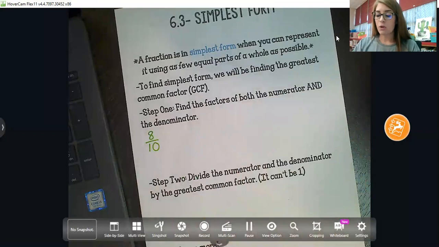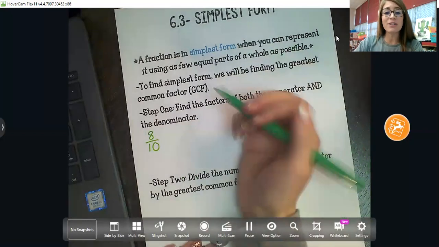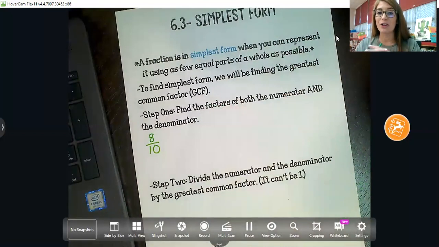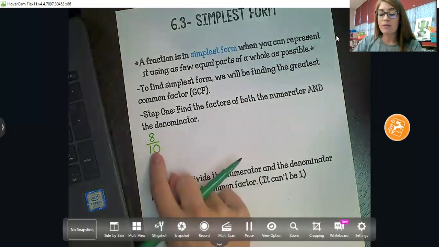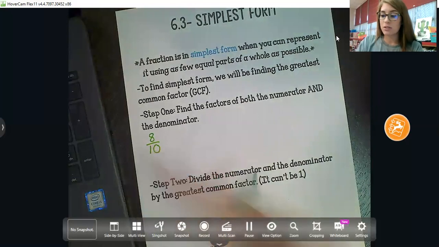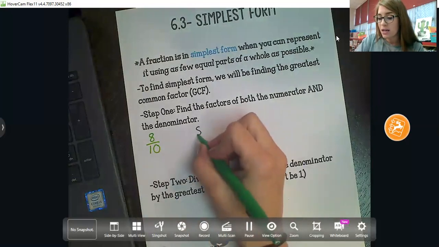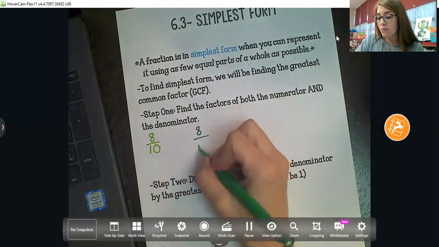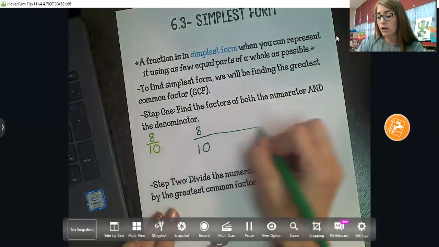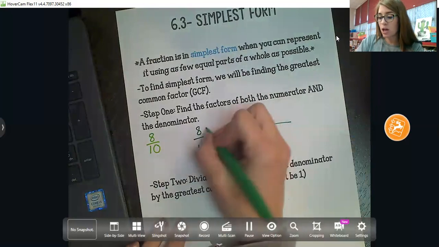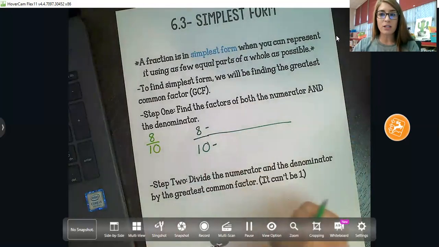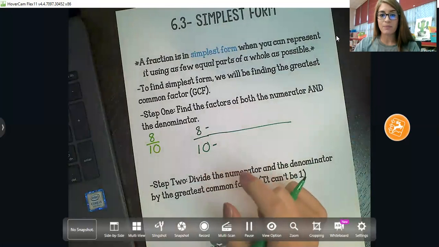Both of them. So remember, factors are what? What is a factor? Someone remind me. Good. Factors are the numbers that we multiply together to get a number. So we've got our fraction, 8/10. So let's go ahead and find the factors of both the numerator and the denominator. Okay, so what is one factor pair I can use to get 8?